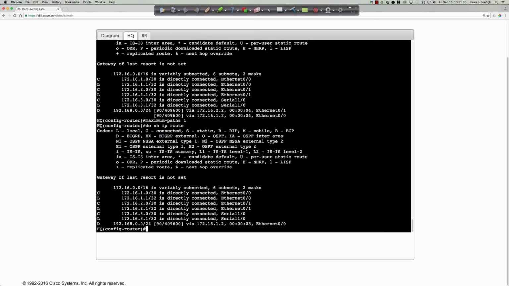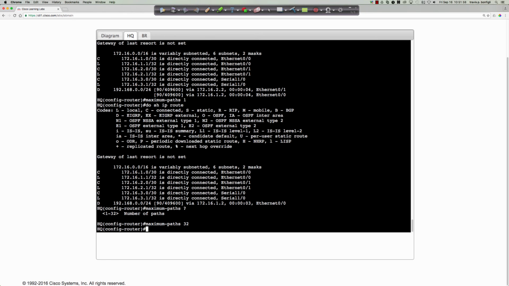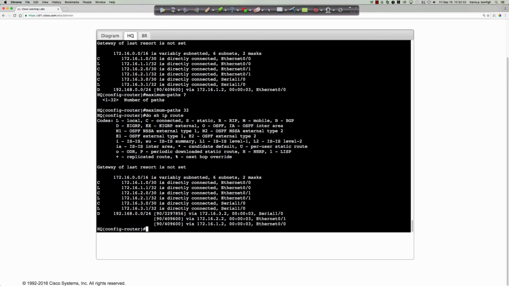It drops it down to 1. And in this instance, if I were to say max paths, if I do the question mark, you can see on this platform, it's IOU, IOS on Unix, I can do 32. But just because I change it to 32 doesn't mean I miraculously now have 32 different paths. Again, there's only 3 physical paths, 3 physical successors which I can go through. If there were 32, then they would all show up here, but there's only 3.